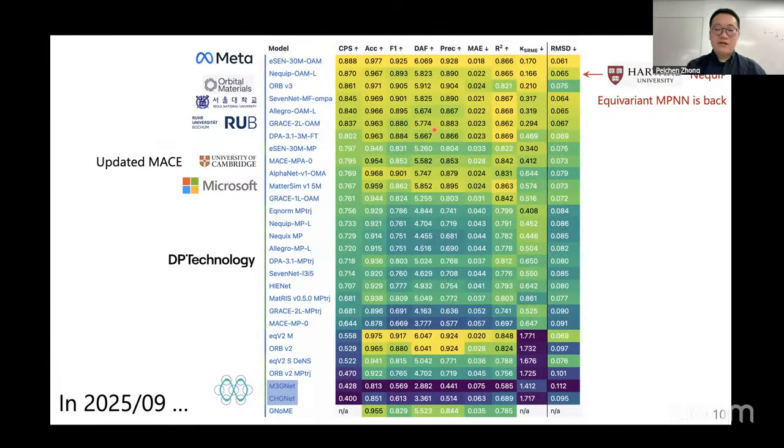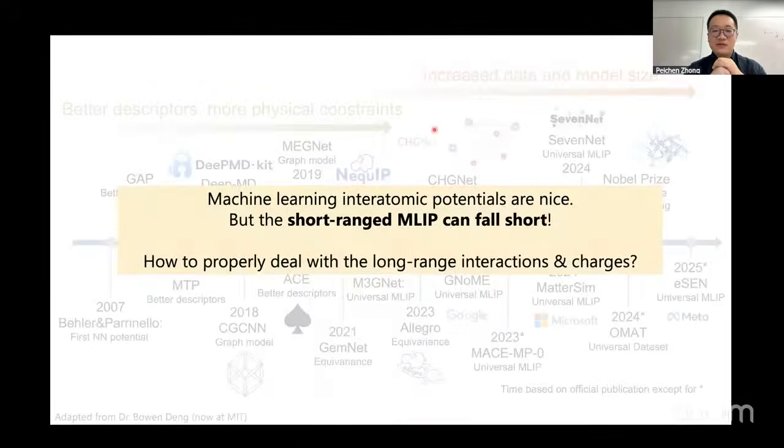This is how the foundation model was introduced. But recently, I've been thinking that they are very good, but most of the architectures are based on short range architecture. That means the atom can only see within a cutoff radius. This type of short range machine learning potential can fall short. How can we deal with long range interactions and, more generally, with atomic charges?